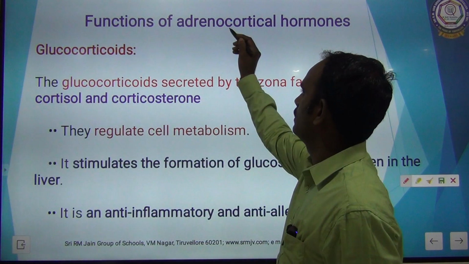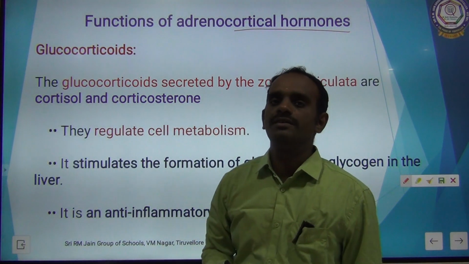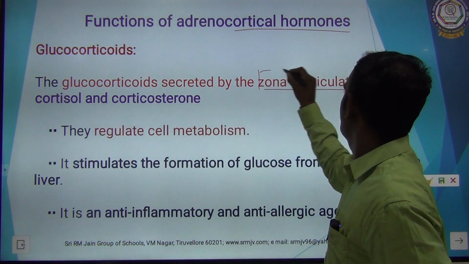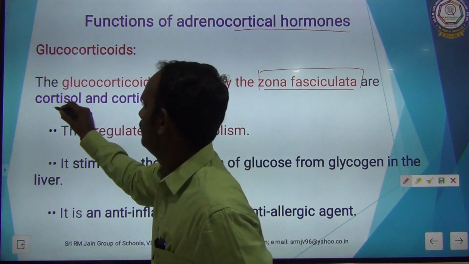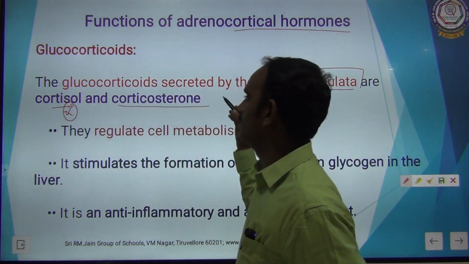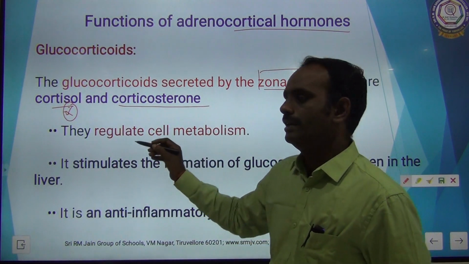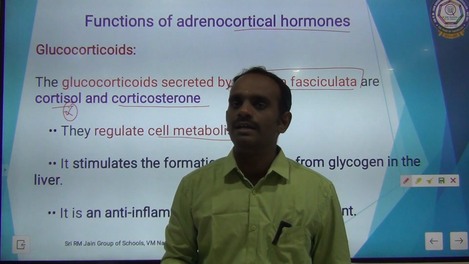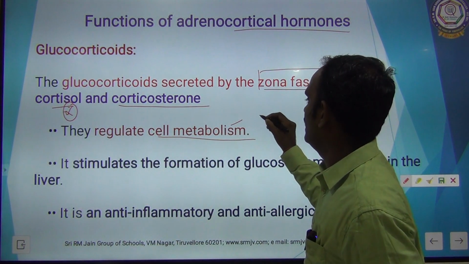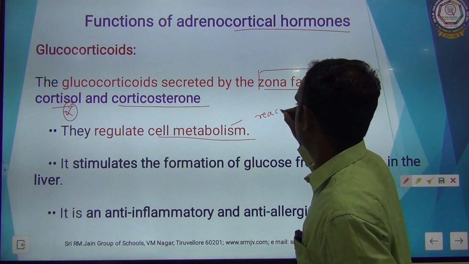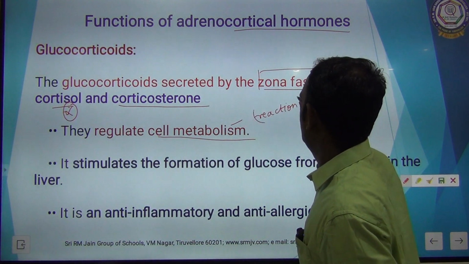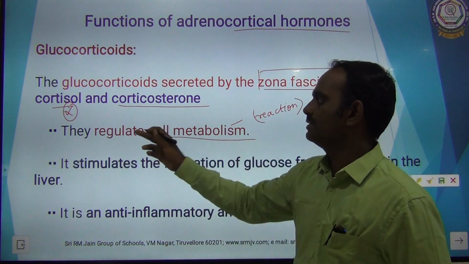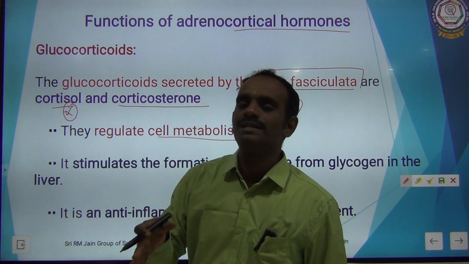Functions of adrenocortical hormone, glucocorticoids. The glucocorticoids secreted by zona fasciculata are cortisol, very important, cortisol and corticosterones. They regulate the cell metabolism. As we discussed earlier, metabolism is nothing but reactions. A process, a reaction takes place within the body, within the cells. So, this hormone regulates the cellular metabolism.